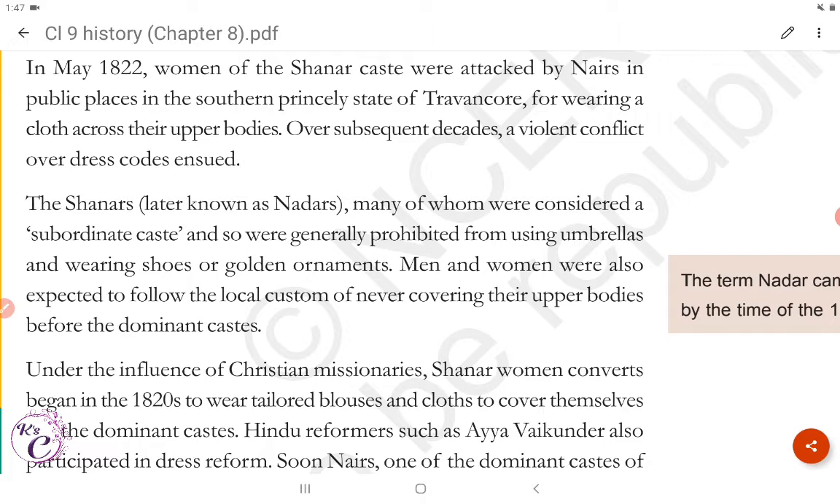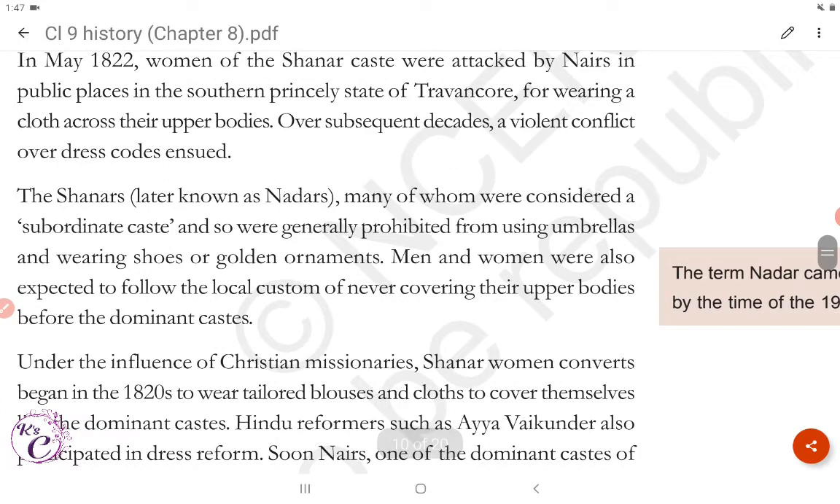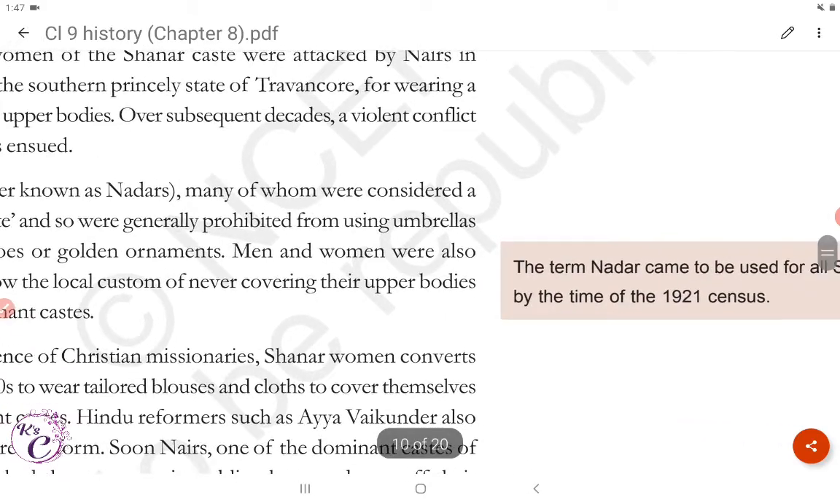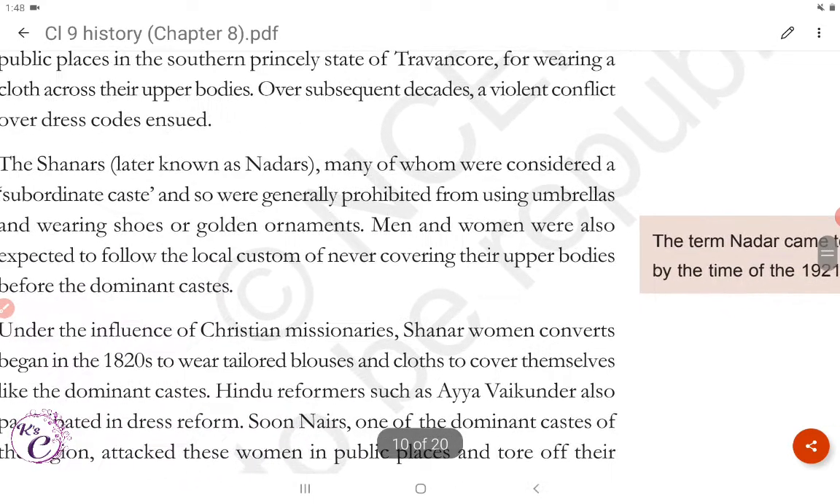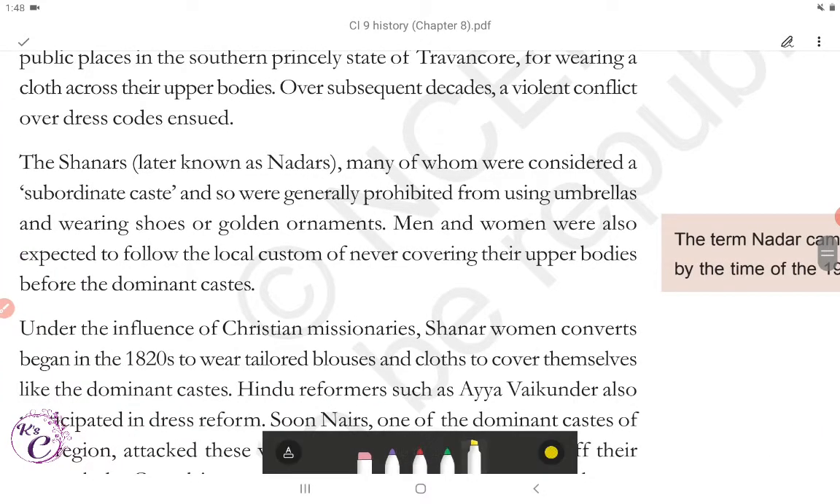The Shanars, later known as Nadars, many of whom were considered a subordinate caste and so were generally prohibited from using umbrellas and wearing shoes or golden ornaments. Men and women were also expected to follow the local custom of never covering their upper bodies before the dominant caste. The term Nadar came to be used for all Shanars by the time of the 1921 census. So they are called Nadars.